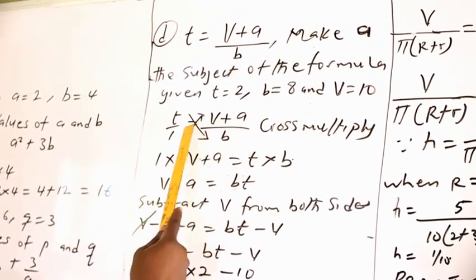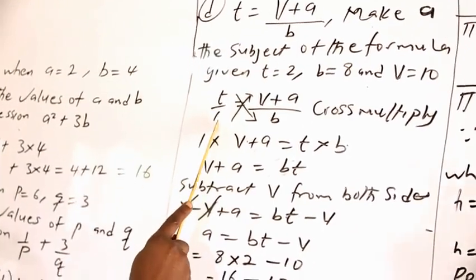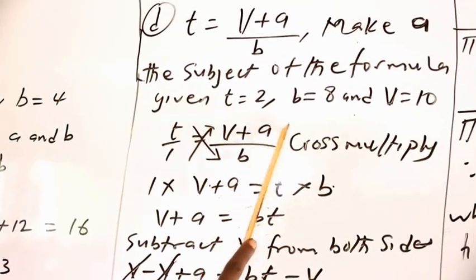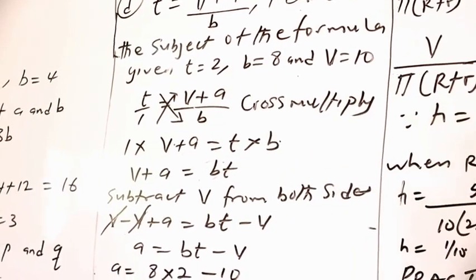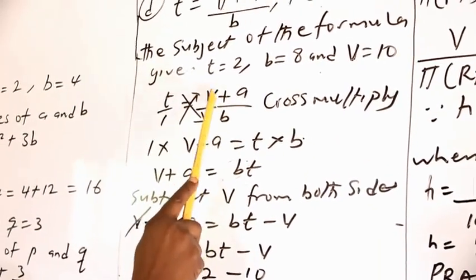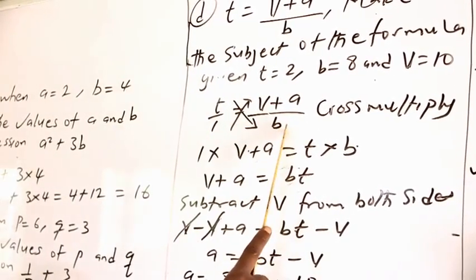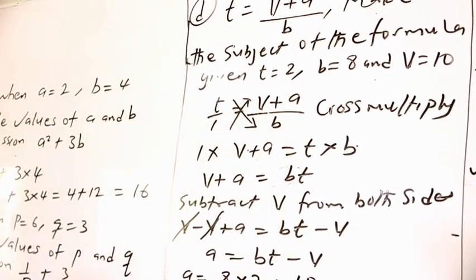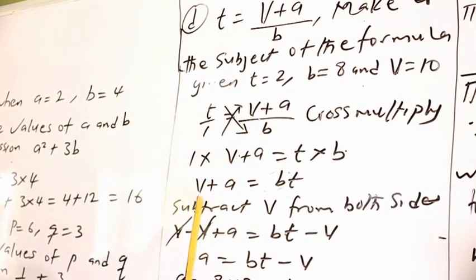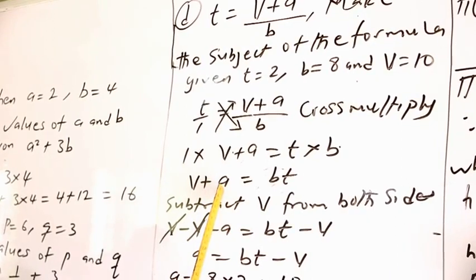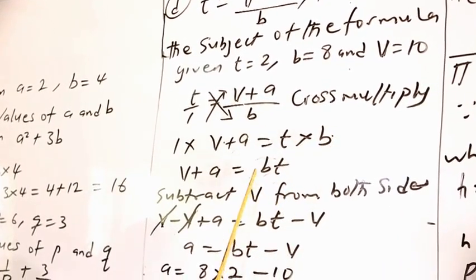Now from here, I want to make A the subject of the formula. T is equal to V plus A over B. Cross multiply. B will go with T, where the 1 goes with V plus A. We multiply this together. V plus A is equal to T times B, which gives us BT.